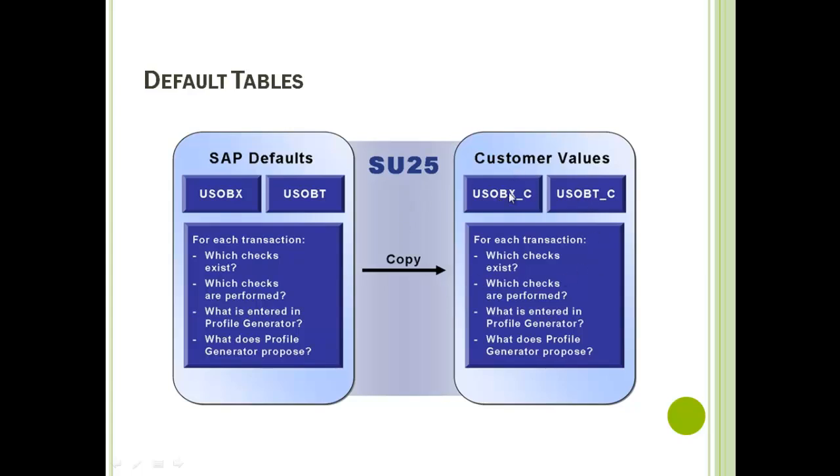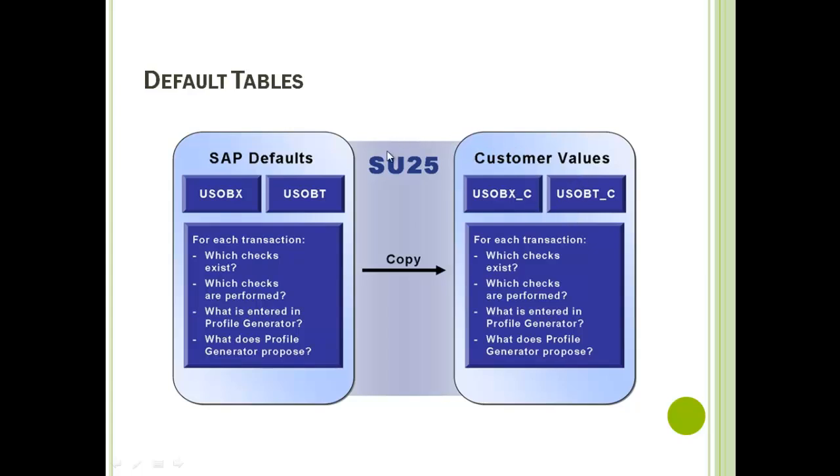So what happens is, during the implementation of SAP, you run a transaction code called SU25, which gives you an option to copy all the default values from this table to the customer table. Why do we need to do that? Let's assume I wanted to change the authorization checks which are available in SU24 for some transaction code, then I can specify it only here.